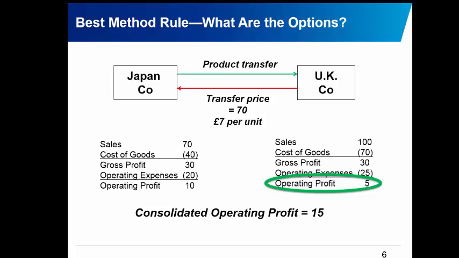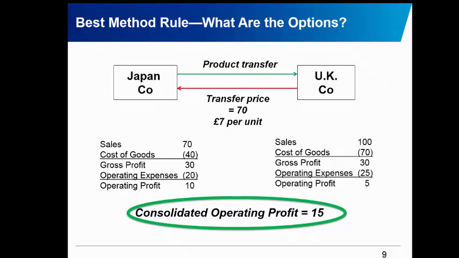If you choose another tested party, which would be the manufacturer, Japan Co, you would have the same options. You could look at the gross profit of the manufacturer, here 30. You could also look at the operating profit, which is 10. And then you have a last option. The last option is to look at both Japan Co and UK Co and have a specific analysis based on the consolidated operating profit, which is 15.